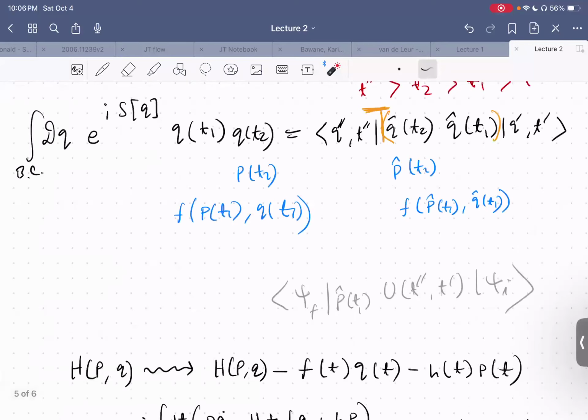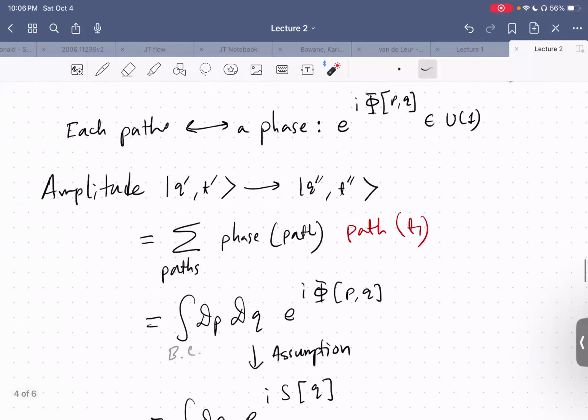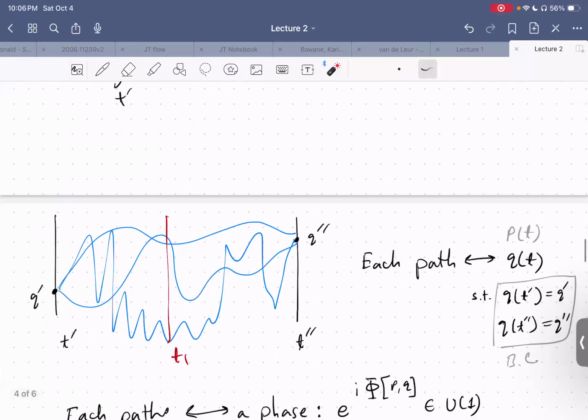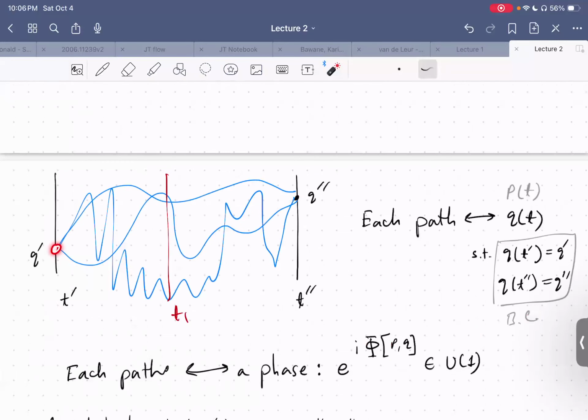So one way to visualize this is that your state starts here, right? At time t prime, it starts at q prime. Then it evolves in some path. Then at some time t1, you're acting with an operator. So an operator is going to measure something. So if it's the position operator, then it's going to measure the position of this path at this time.